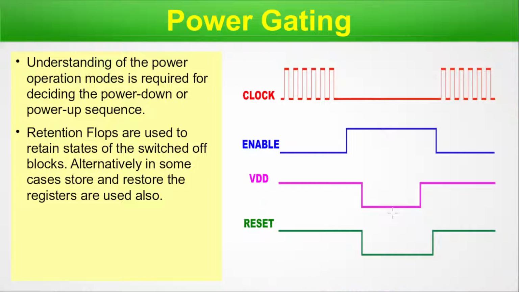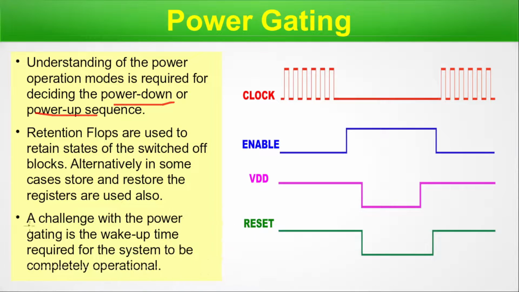In an actual case, you will see that the power up sequence or the power down sequence will be controlled, and hence the power gating is controlled. That means power is provided to different blocks through this power gating. A challenge with power gating is the wake up time required for the system to be completely operational. So the power up sequence is the challenge. That means how much time it takes to resume the operation.